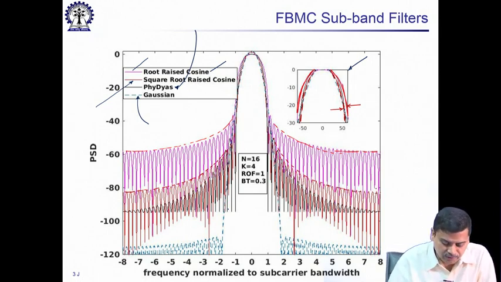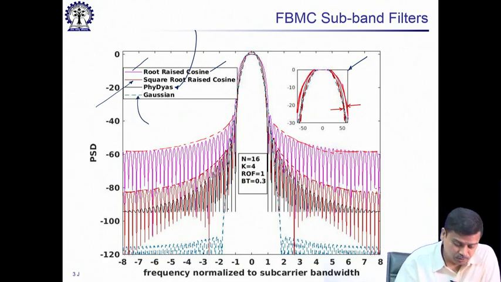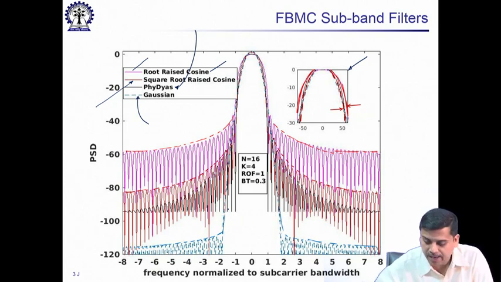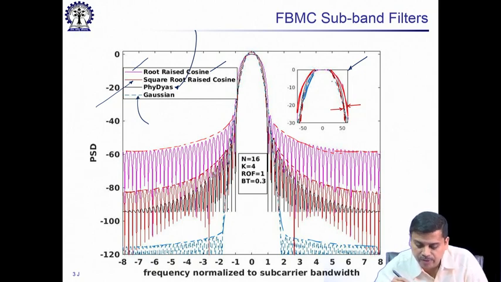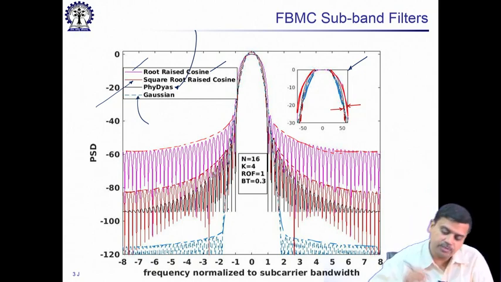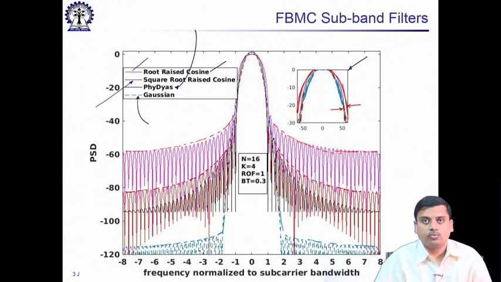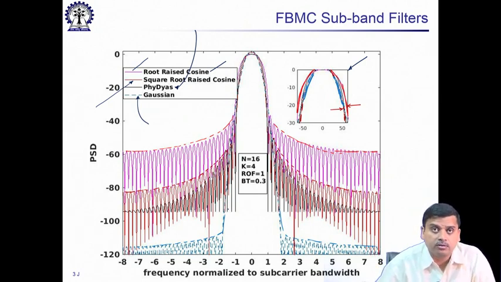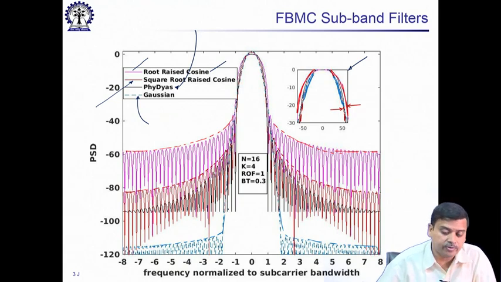Okay. Then we go to the Gaussian. For the Gaussian, we again see that the out of band is the best, and in fact, it is the best filter that one can think of, with a pretty narrow main band. As you can see, the main band is here. So, it is one of the best possible filters, but it has a pretty large time domain impulse response. So, it is usually not preferred from that perspective.